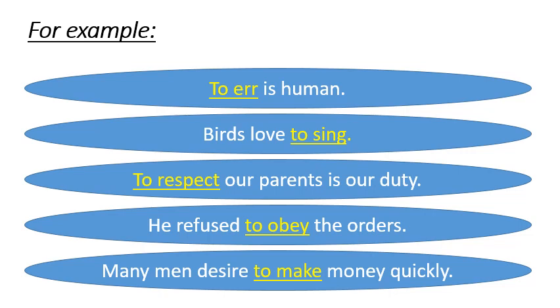In the fourth sentence, the to-infinitive is used as a noun and it is the object of the verb refused, but like a verb it also takes an object. In the fifth sentence also the to-infinitive is used as a noun and it is the object of the verb desire, but like a verb it also takes an object and is modified by an adverb.